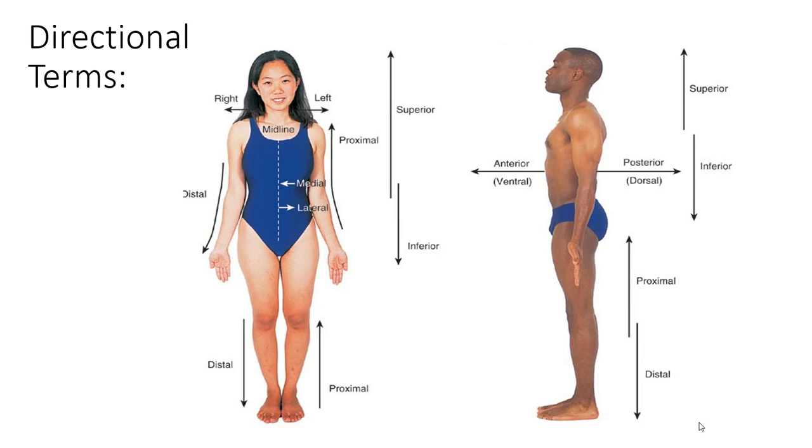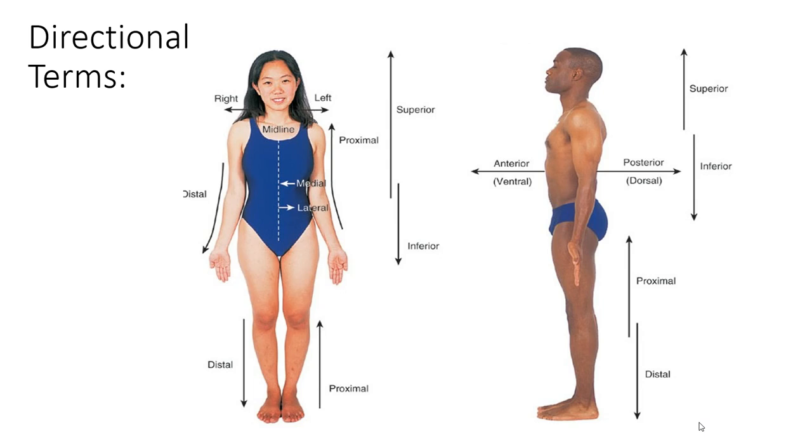Inferior may also be referred to as caudal. Inferior describes a position below or lower than another part of the body. An example would be the pelvis is inferior to the abdomen.